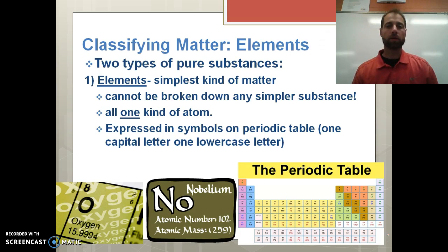All right, so let's look a little bit closer. Elements are going to be the simplest kind of matter. They cannot be broken down into any simpler substance. They are always just one kind of atom, and they're expressed in symbols on the periodic table. So we've got a couple examples here. We've got oxygen down here. We've got nobelium, and then here's the periodic table, and I've given you all a copy of that.